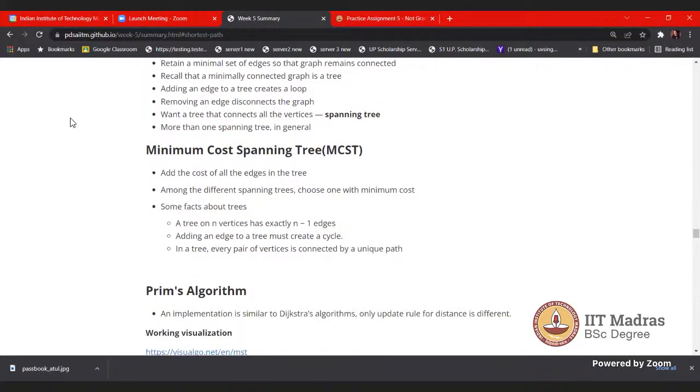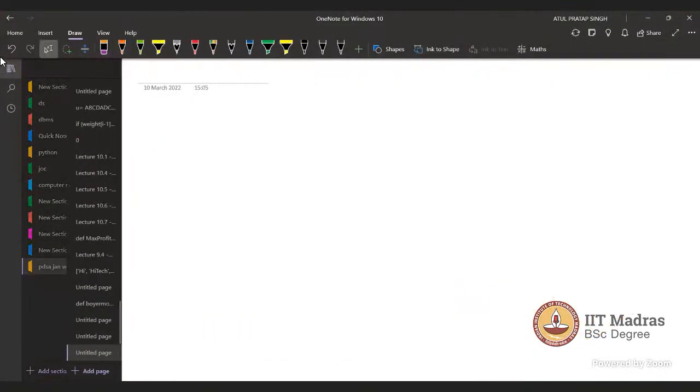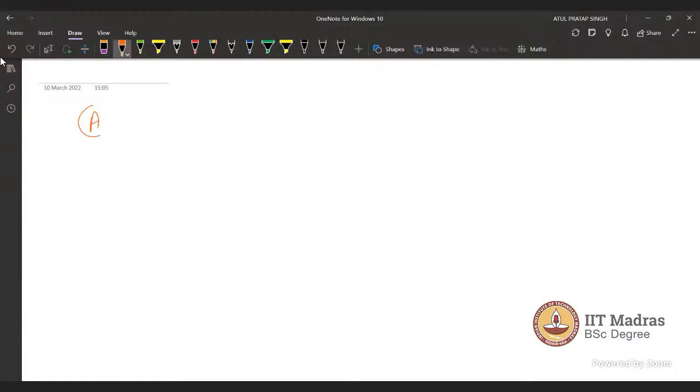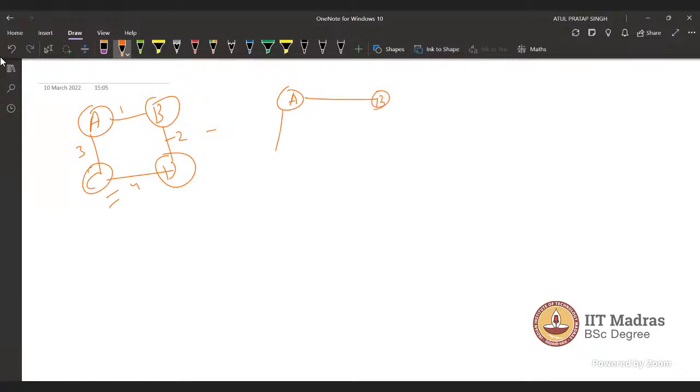So for example, we have a graph with vertices A, B, C, and D, and edges like that. For this graph we can create many spanning trees. For example, we can remove this edge and have one spanning tree, with edge weights 1, 3, 4, 2. After removing this edge, this is B, this is C, this is D. Now it represents a spanning tree, ST1, and we can also represent another spanning tree.